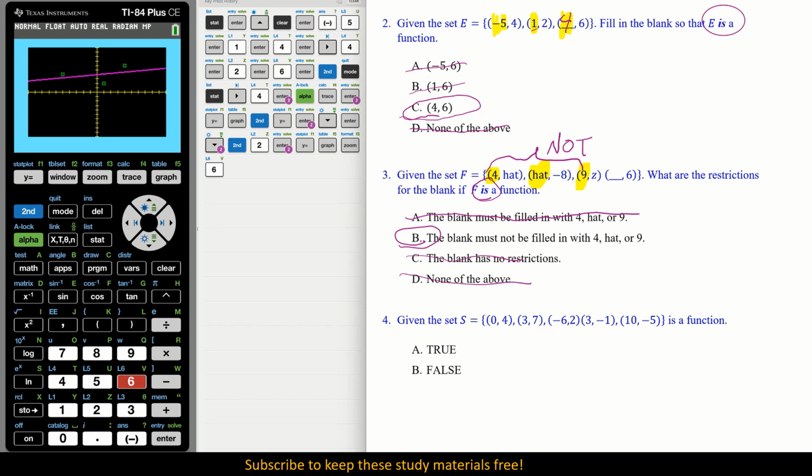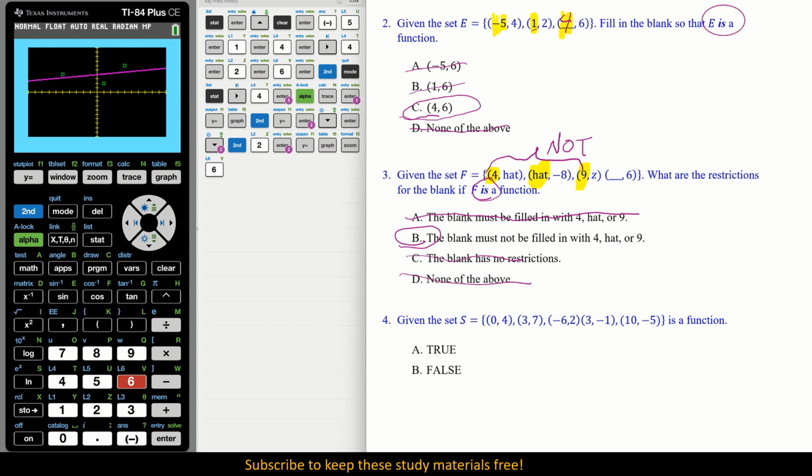Now, there's other ways to word that. We could say, to be a function, we need any other element other than 4, hat, or 9. However you want to word it, it doesn't matter. It just depends on how they word it on a test. You just have to be really careful how you read them.